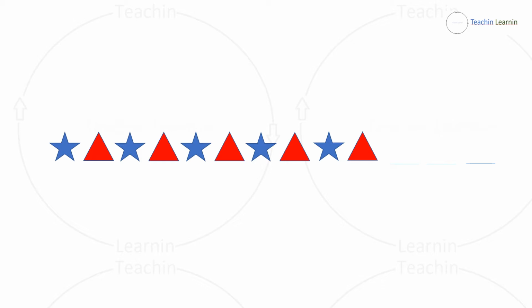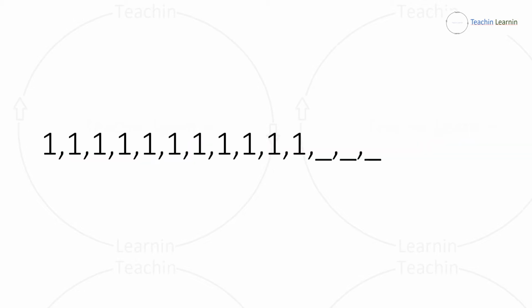Can you fill the three blank spaces here? If your answer is a star, then triangle, then star, then you are perfectly right. Can you fill three blank spaces here? I think you are ready with your answer. If your answer is 1 1 1, then again you are perfectly right.